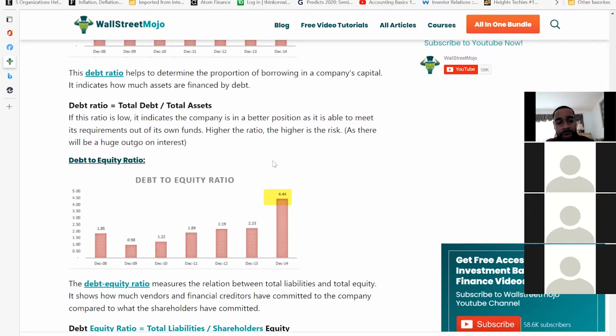Companies with too much debt or a high debt ratio are going to have problems in times of rising interest rates because borrowing money becomes more expensive. So keep that in mind as well.